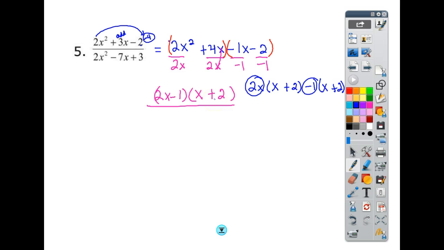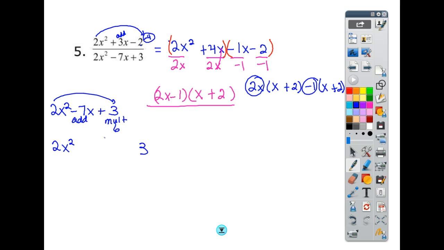Okay, so now let's do the grouping for this bottom in the denominator. 2x squared minus 7x plus 3. What multiplies to 6 that adds to negative 7? What do we get? 2x squared and 3 goes on the end. What goes in the middle? What meets that criteria? What multiplies to 6 that adds to negative 7? No.